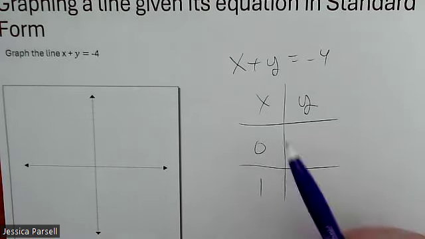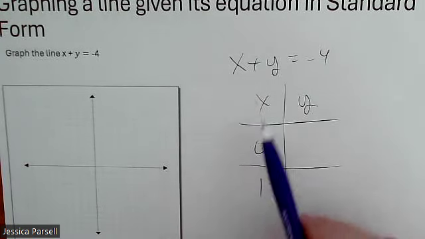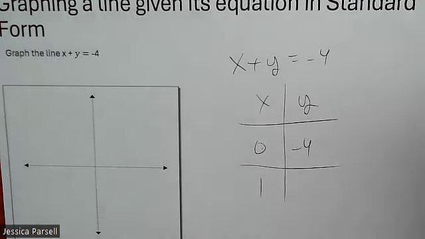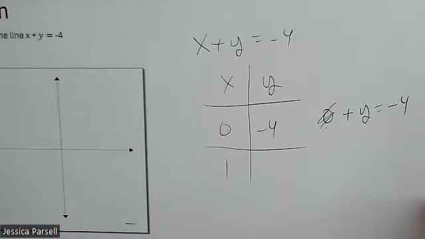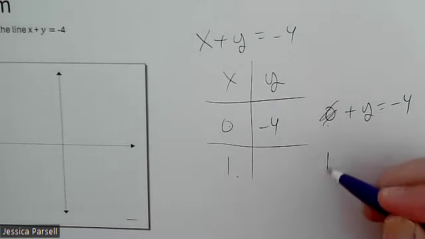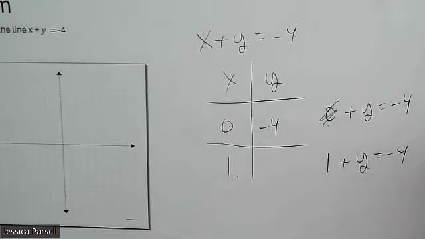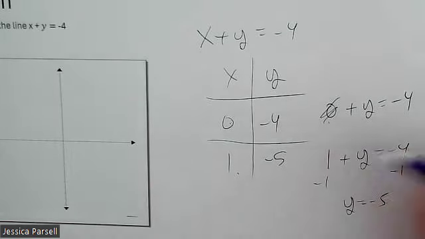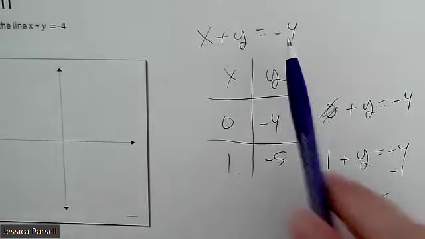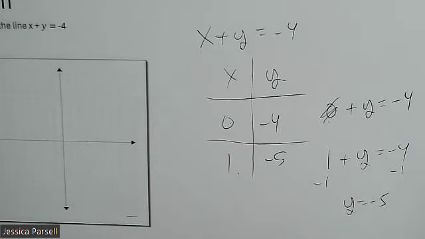Okay, so if you're back, if I put a 0 in for x, 0 plus, I know it's going to be -4. But if you want to do it old school, which I like also, it never fails me. 0 plus y equals -4. Well, y is equal to -4. Let's put a 1 in for x. 1 plus what number equals -4? Well, if you're not sure, you can subtract 1, right? And y is equal to -5, because 1 plus -5 gives you -4.